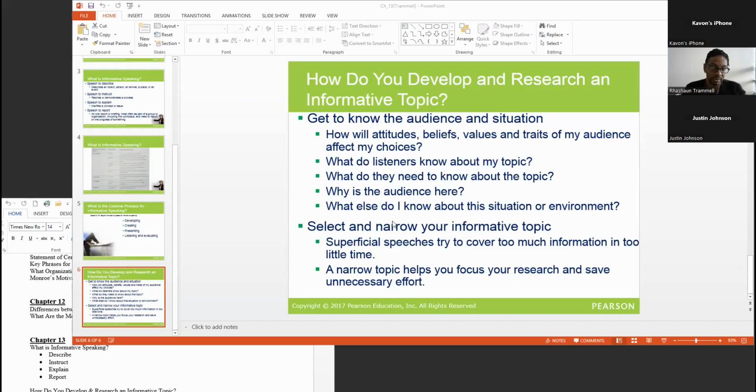And with narrowing your informative topic, you don't want to have anything too broad, because if you do, then you just get surface level information. If you look up some broad topic, you're going to get hundreds of results. But if you make it more specific, you may only get like 10. When you are researching, it's easier to have something very specific, so you don't have to waste time on a whole bunch of other different things that you don't need.